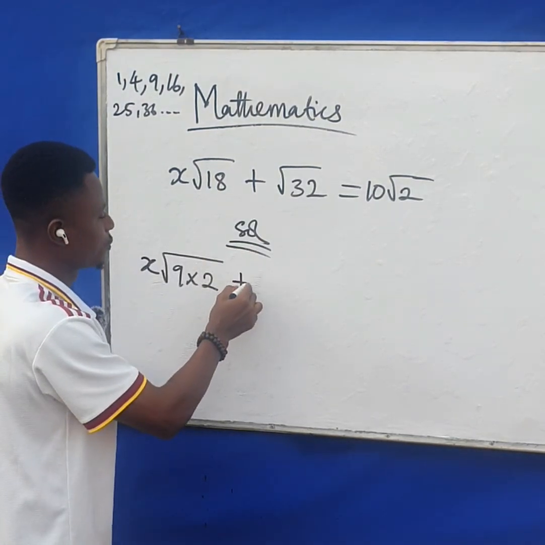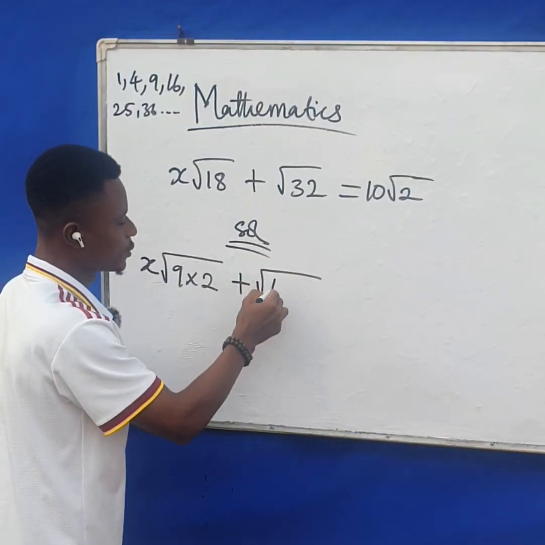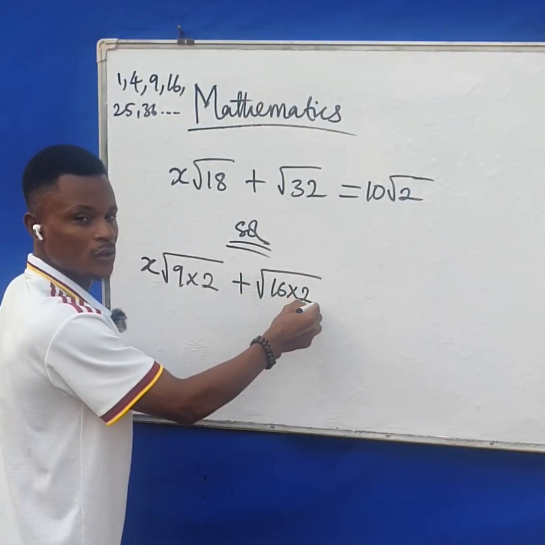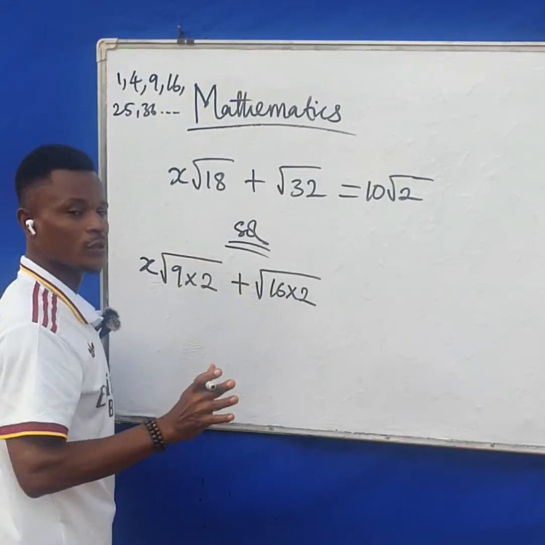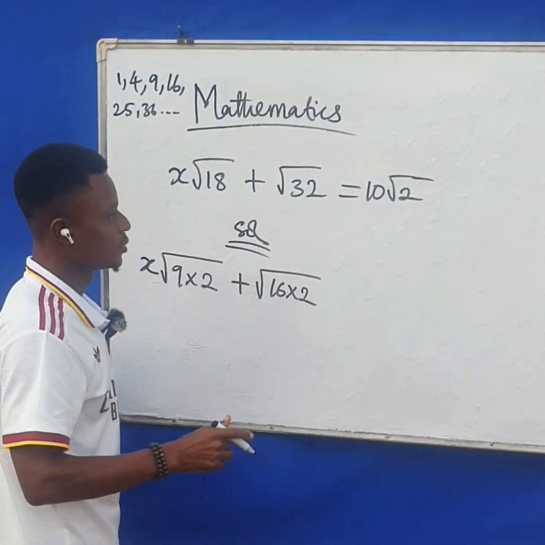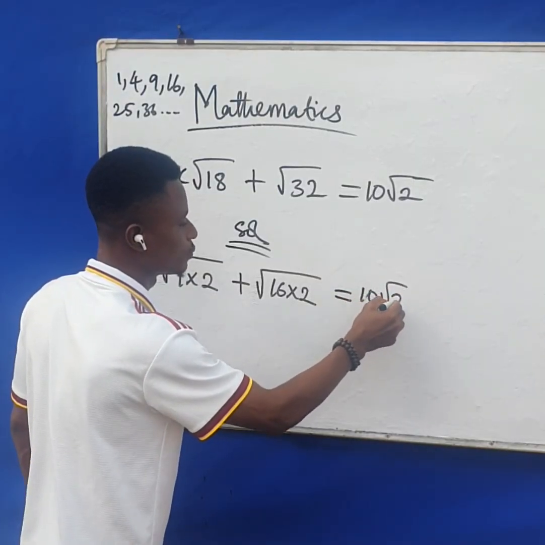Then plus, the square root of this 32 can be written as 16 times 2. 16 is a perfect square. Look at it. 2 is not a perfect square. You understand? Then everything now equal to 10 root 2.